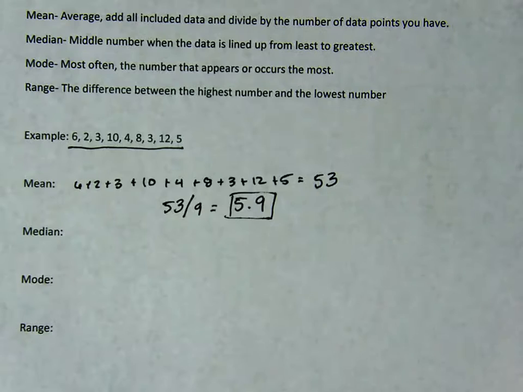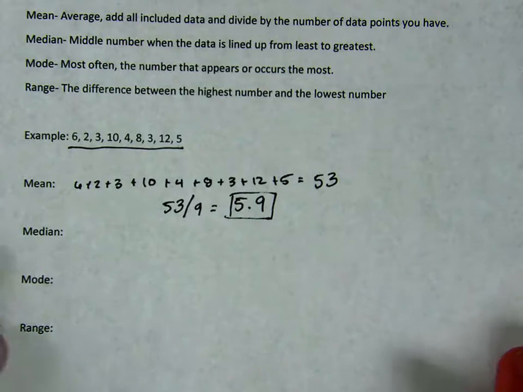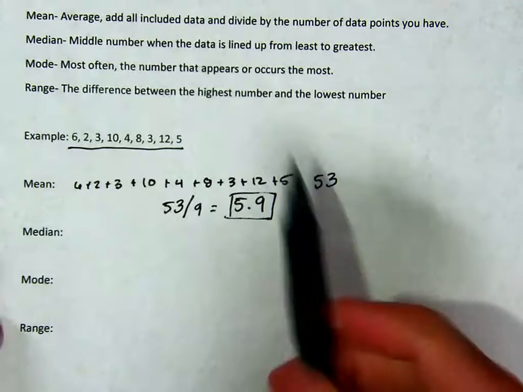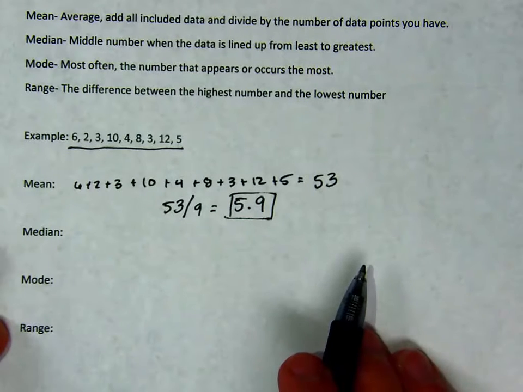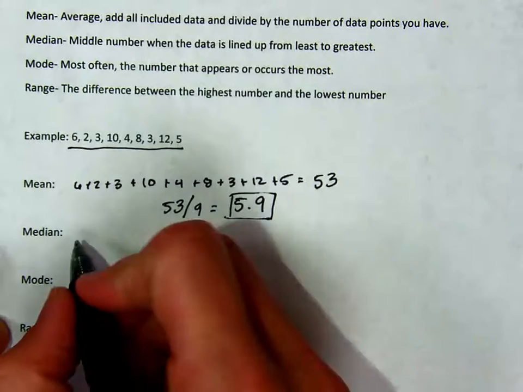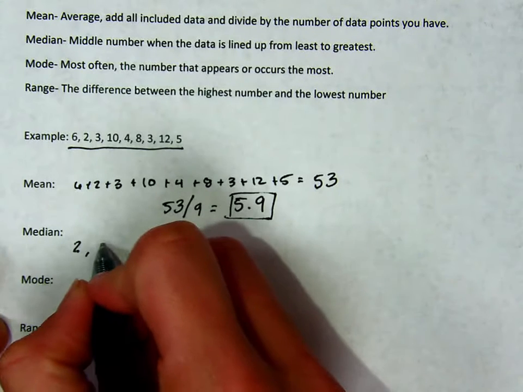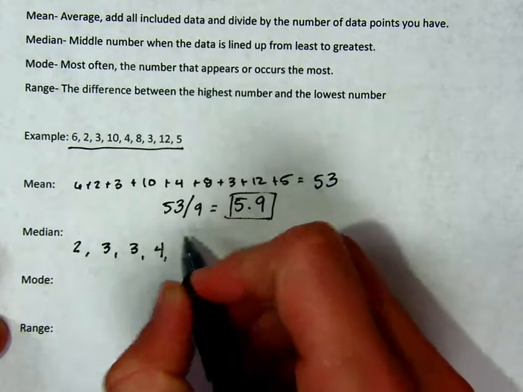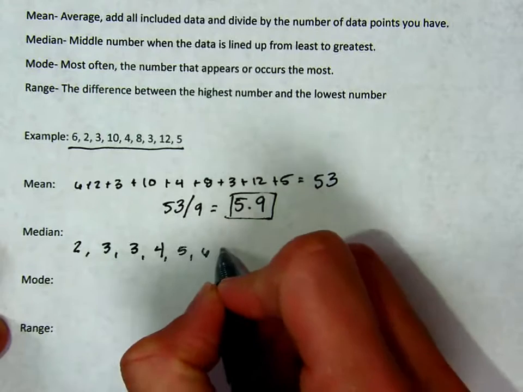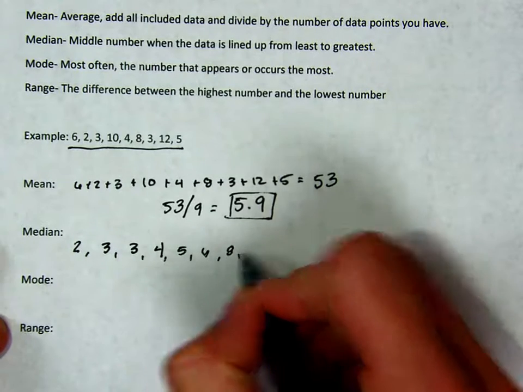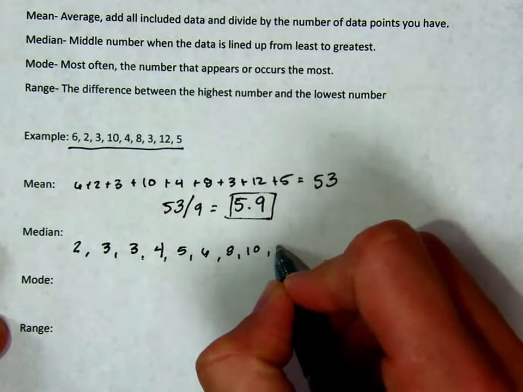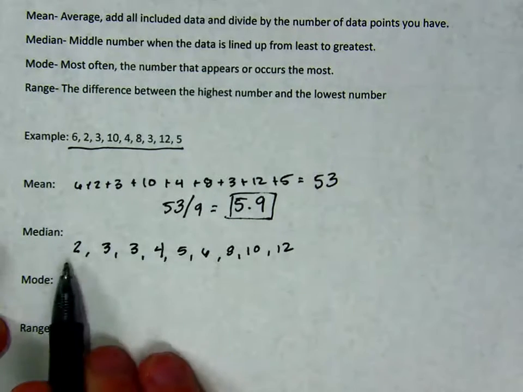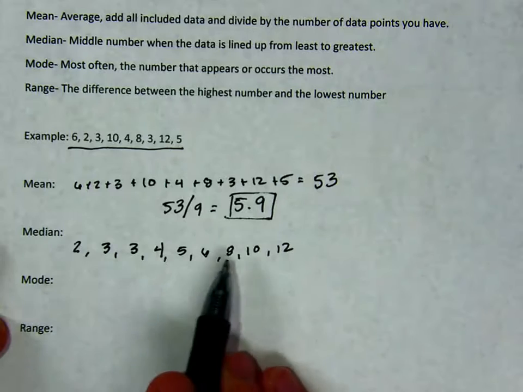Okay, median now. Median, remember, is the middle number when the data is lined up from least to greatest. So I'm going to line these up real quick: 2, 3, 3, 4, 5, 6, 8, 10, 12. Make sure I have 9: 1, 2, 3, 4, 5, 6, 7, 8, 9.